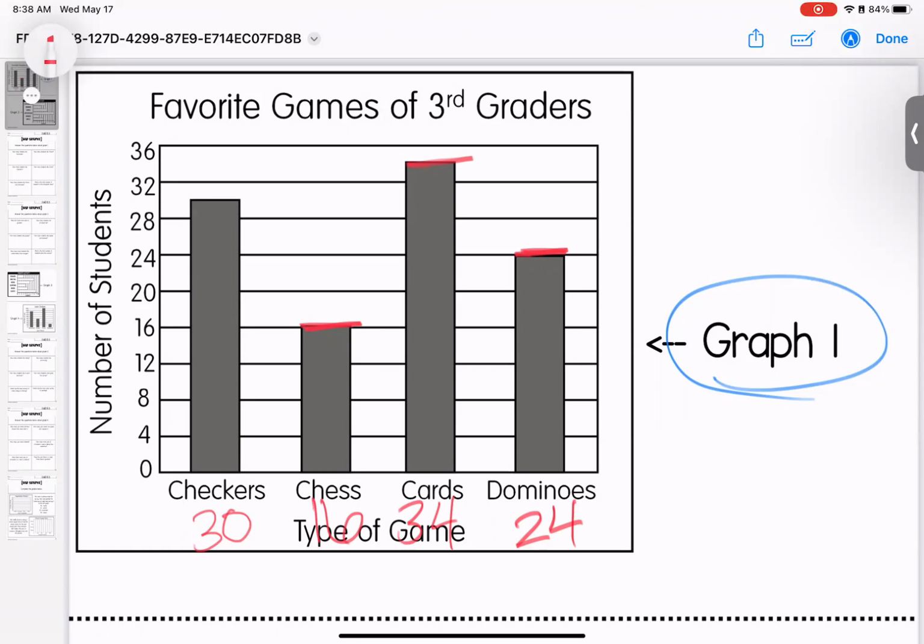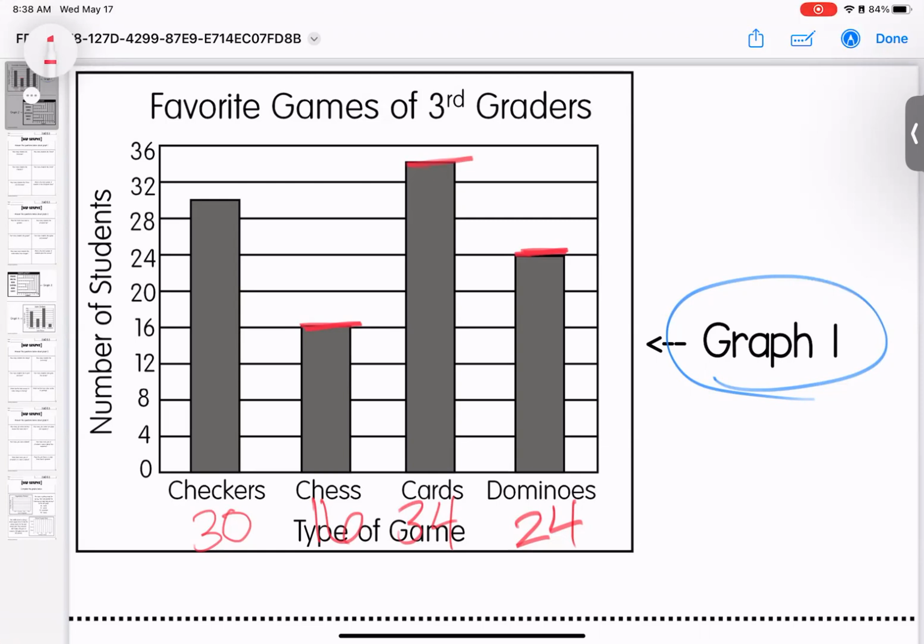Number 1 said, how many students like dominoes? We have 24 votes. How many students like chess? We had 16. So again, once we go in and label all of these pieces, it's not too bad. How many students liked checkers? We have 30. How many students like cards? We had 34.